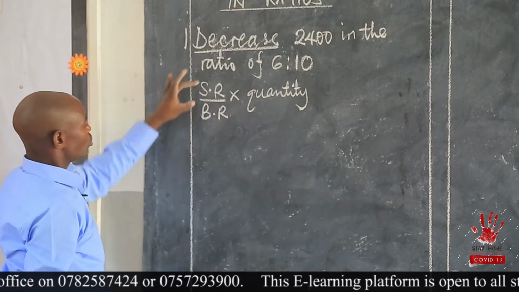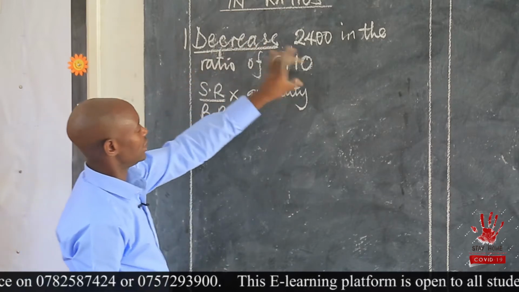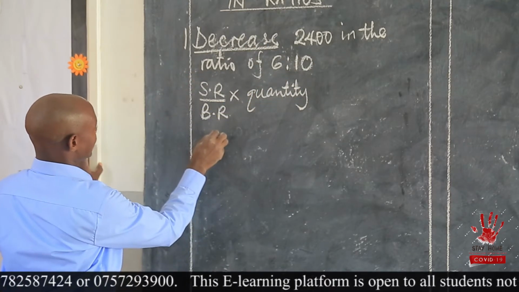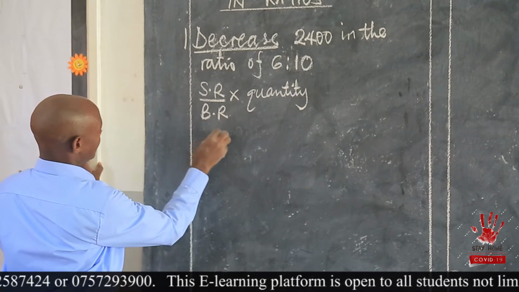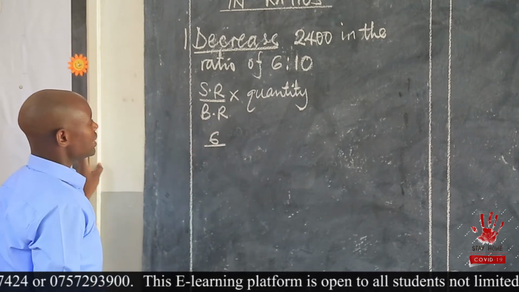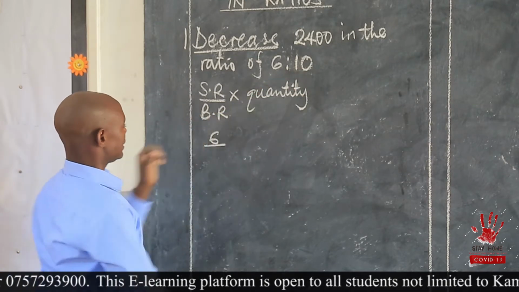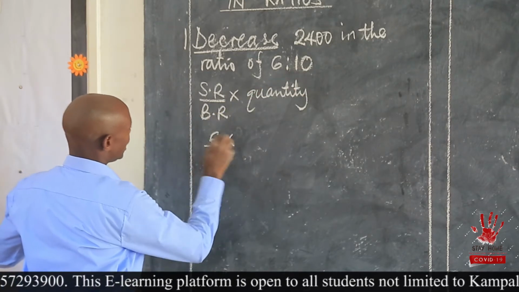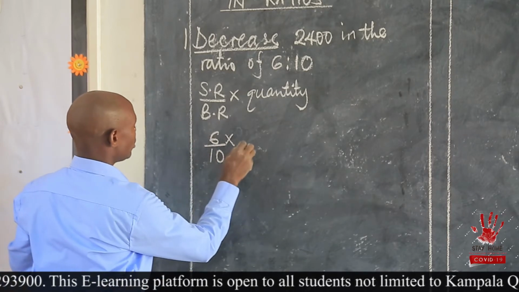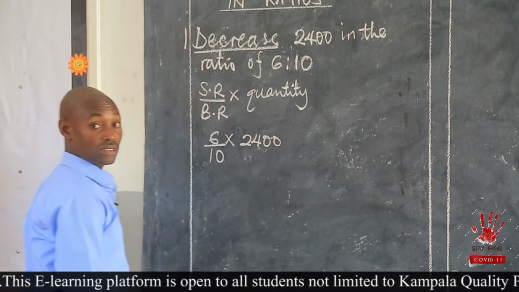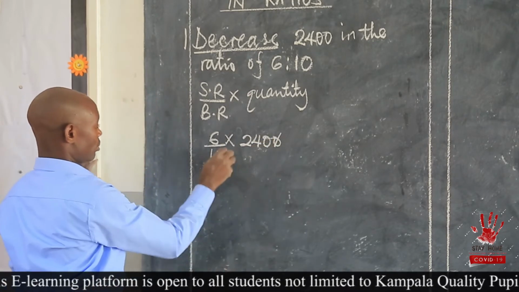Okay? So, what is our smaller ratio here? 6 and 10. Which one is smaller? You will find that the smaller ratio here is 6. Out of the bigger number or bigger ratio, which is what? 10. Then you multiply by the given quantity, and the given quantity is 2,400. Then we reduce.